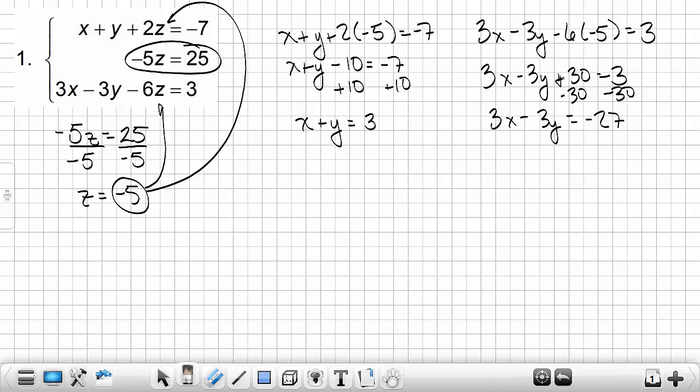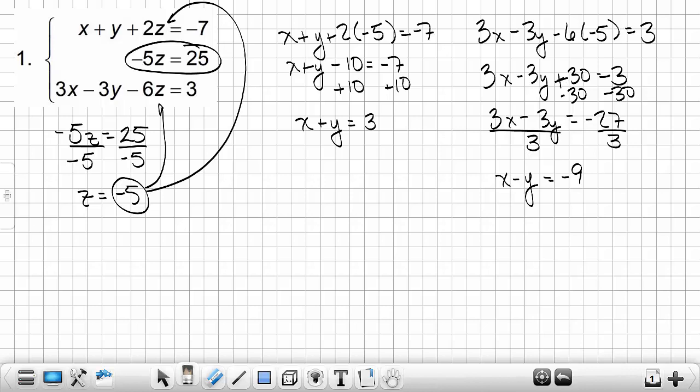Alrighty. Now, earlier yesterday I told you guys that if we see something we can divide by, every single item in this second equation I worked out is divisible by 3. So let's go ahead and divide both sides by 3, because a lot of the time, I'd say above 90% of the time, it's easier to work with a simplified equation. So dividing everything by 3, we get x minus y equals negative 9.